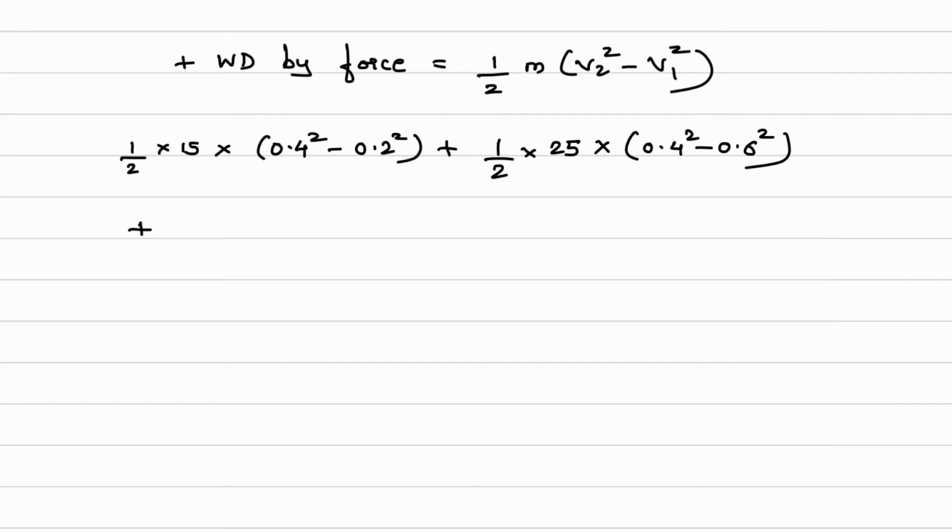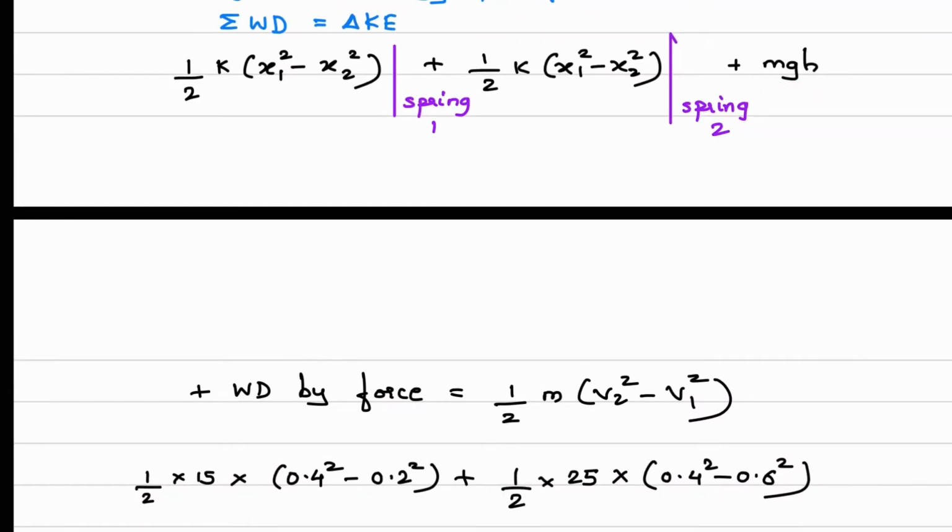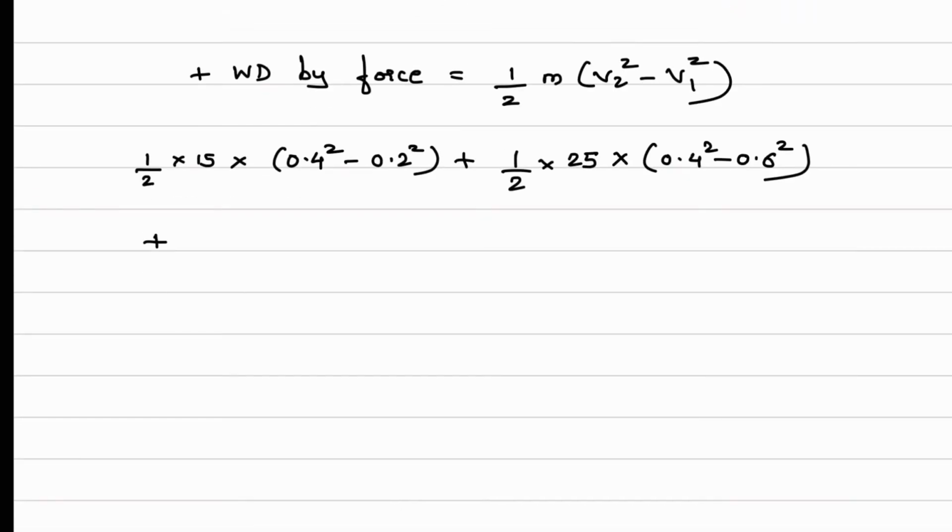Plus mgh. This we have seen already, we have mgh. So m is mass of the collar, 20 kg, into g is 9.81, into h value is 0.2. This is positive, because weight is acting downward and displacement is also downward.